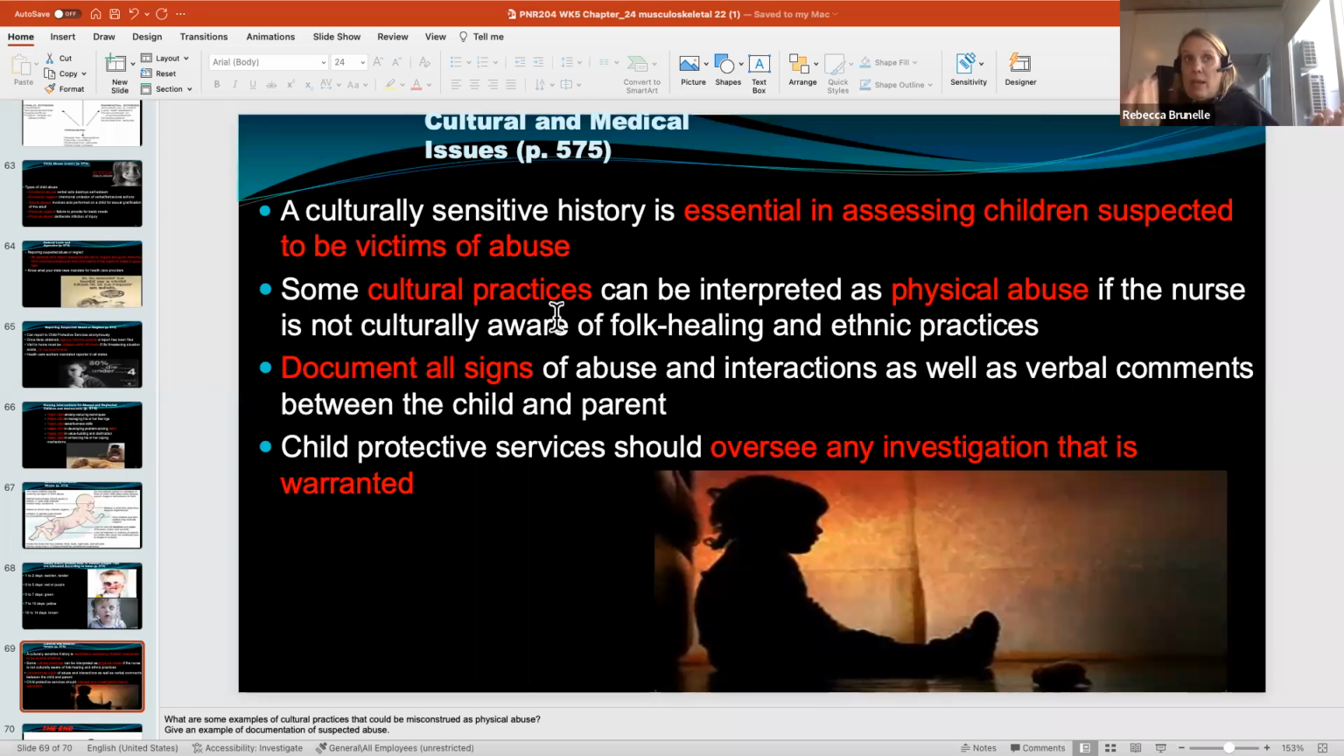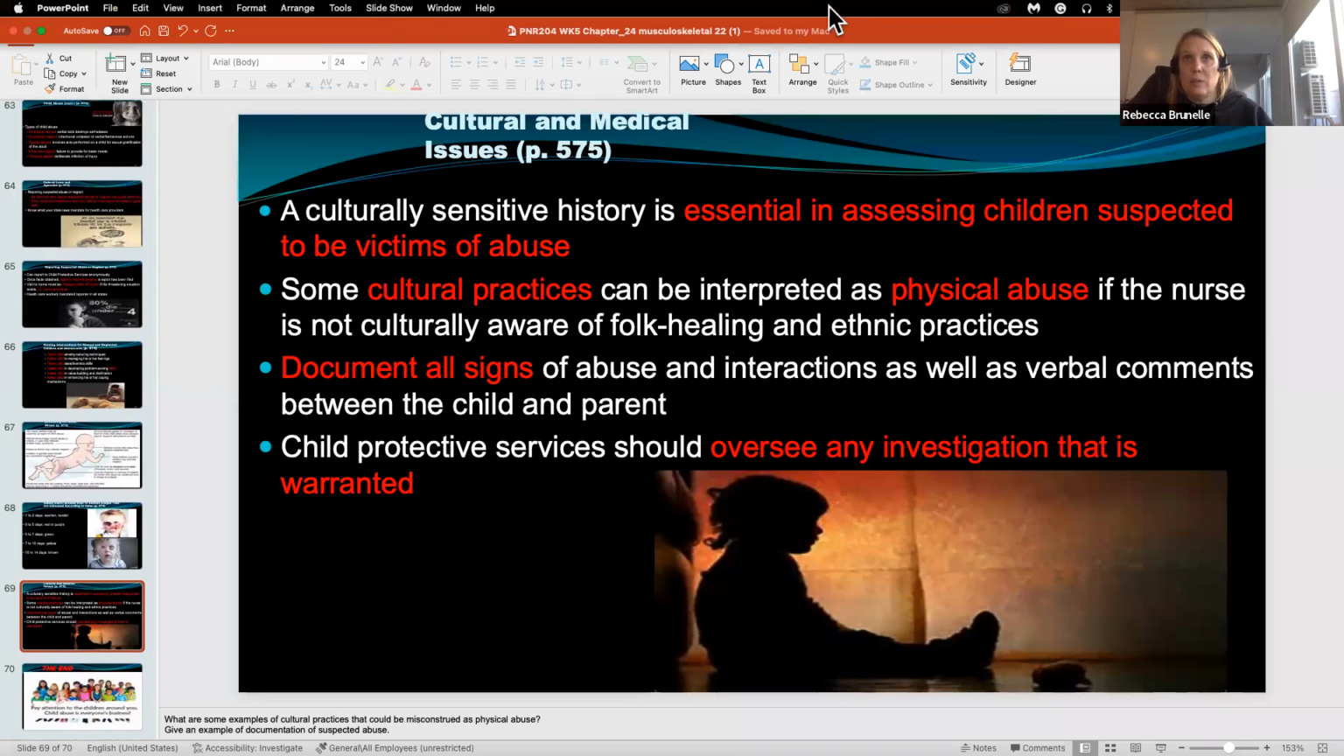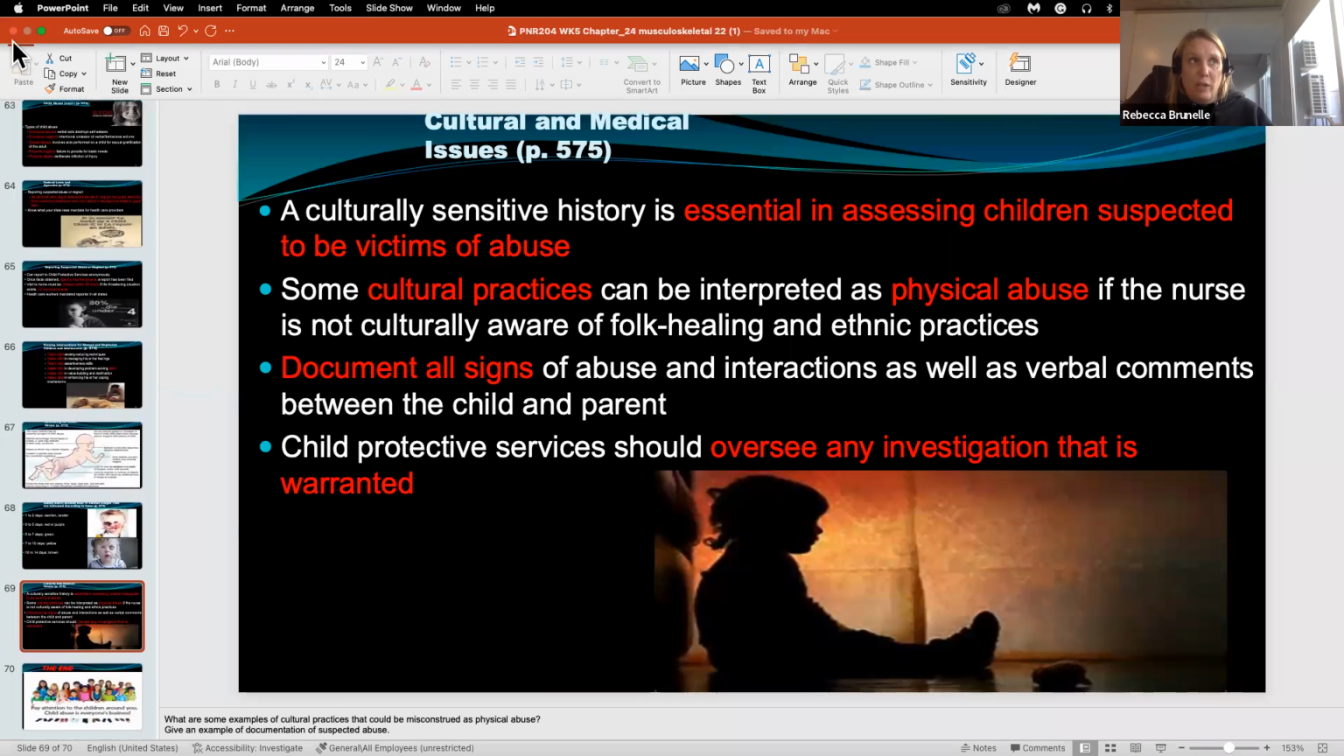So just know that and be aware if you are practicing in a community where different folk healing practices are being practiced by your patients, but you still want to document everything correctly, and make sure that you know how to get in touch with Child Protective Services. So that was the nitty-gritty.